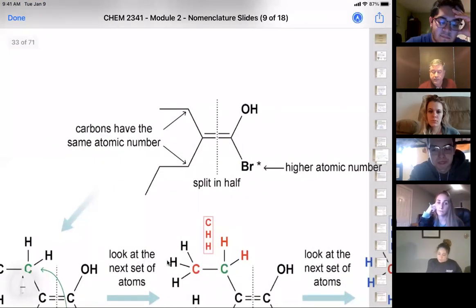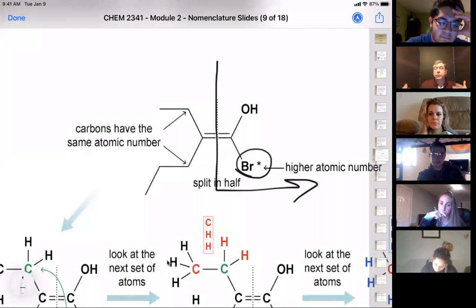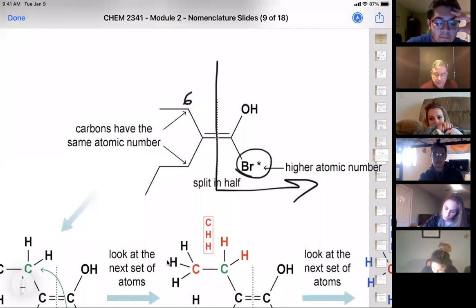So let's use this as an example here. On this side, if we split this in half and look at this side, bromine's obviously the higher number, because it's in the 20s, oxygen's 8, so we're done. We just identified that side of the molecule. But we go over here, this is atomic number 6, this is atomic number 6. They're the same. So we're done, right? We can't identify this? No.